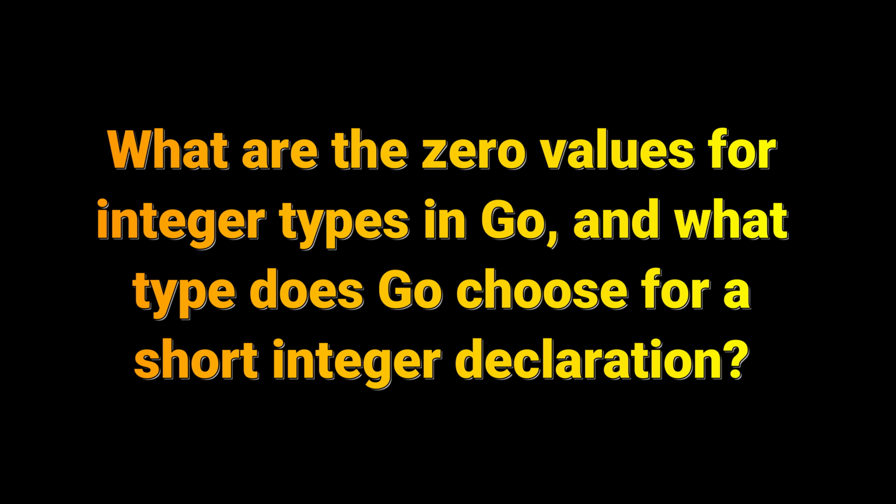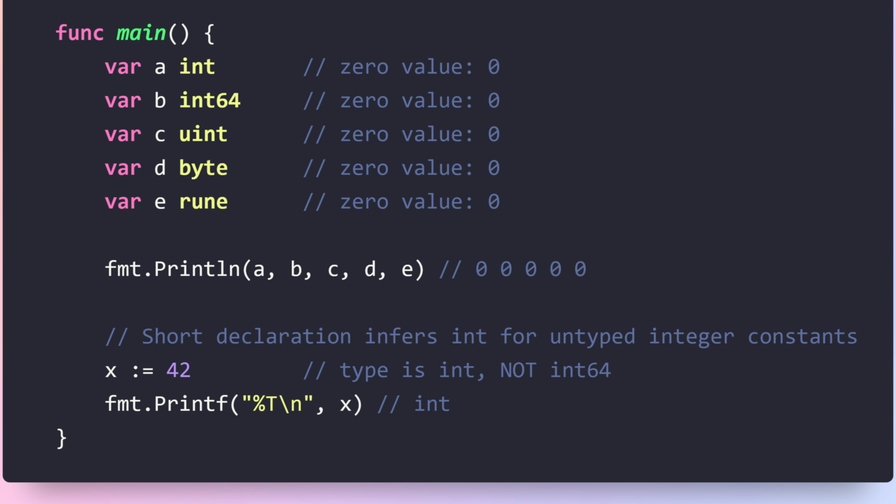Question: what are the zero values for integer types in Go, and what type does Go choose for a short integer declaration? Answer: in Go, when you declare an integer variable without giving it a value, Go automatically sets it to its zero value. For all integer types like int, int64, uint, byte, and rune, the zero value is 0. This means you can safely use these variables without manually initializing. Also, when you use a short declaration like x equals 42, Go infers the type as int, not int64. Untyped integer constants become type int by default unless you force another type.